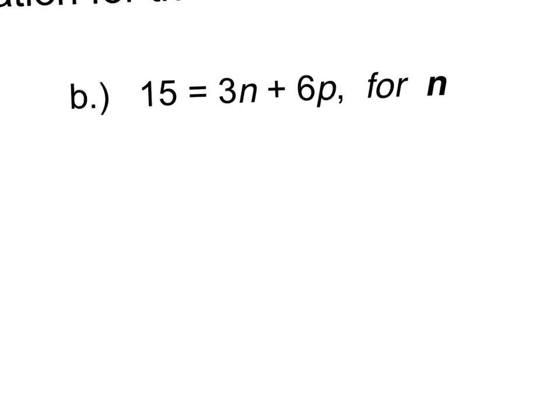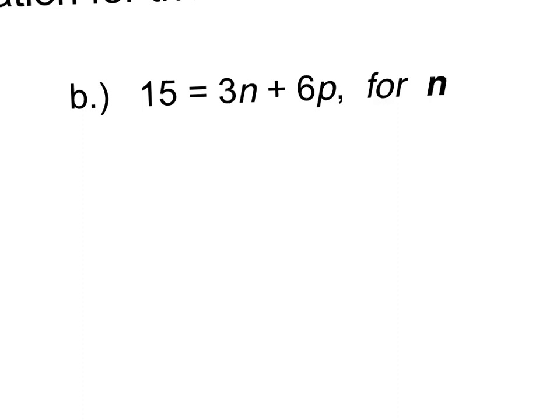Here we have 15 equals 3n plus 6p. We're solving for n. So I'm solving for n right here. 3n is what's there right now. So it's on the right side of the equal sign. So I need to get rid of this plus 6p. So I'm going to subtract 6p from both sides. I'm going to write that as 15 minus 6p is equal to 3n. Now to get that n by itself, the last step would be to multiply or divide. That's multiplication, so I'm going to divide everything by 3.